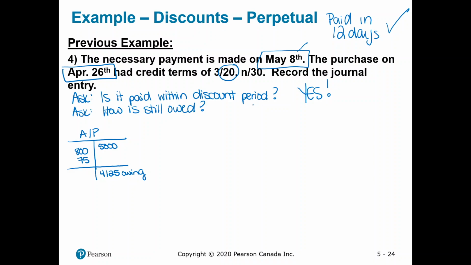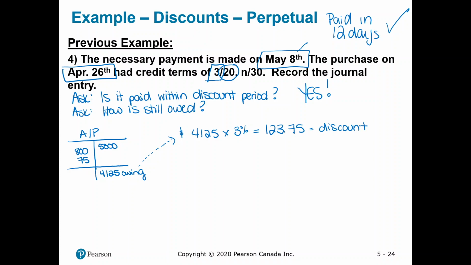So we know we've paid within the discount period, so we can calculate our discount. And we're going to use only the balance that's still remaining. So the $4,125, we multiply that by the 3% that we get from our credit terms. We multiply that out, and our discount amount is $123.75. So this is our discount.